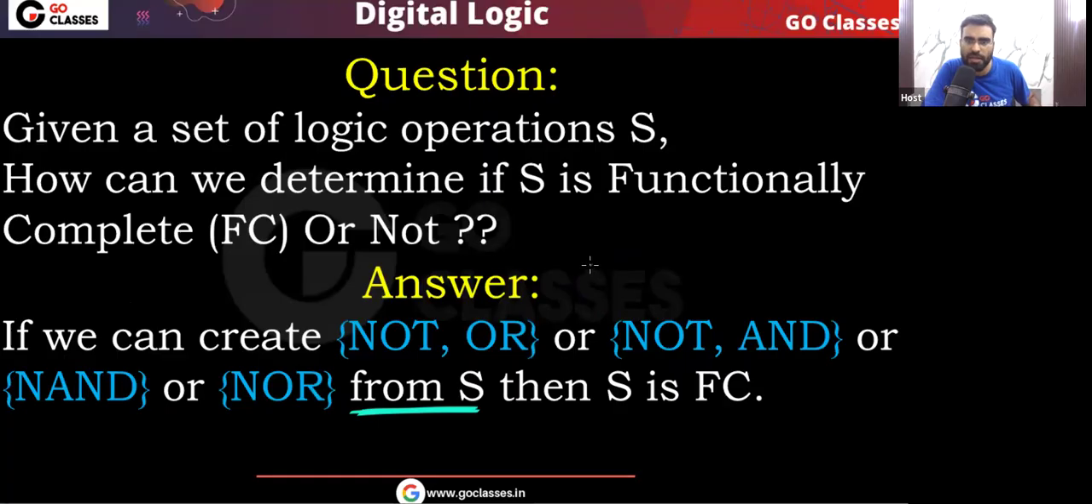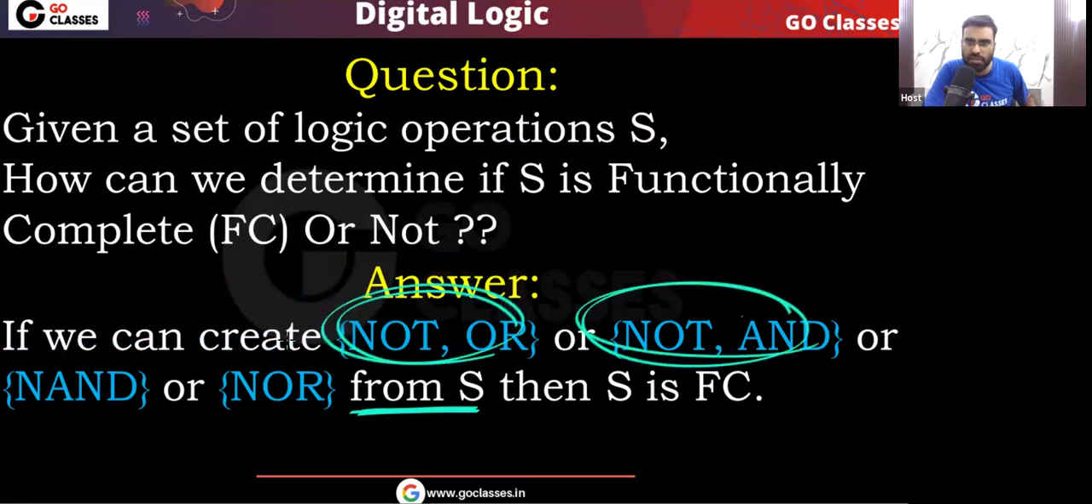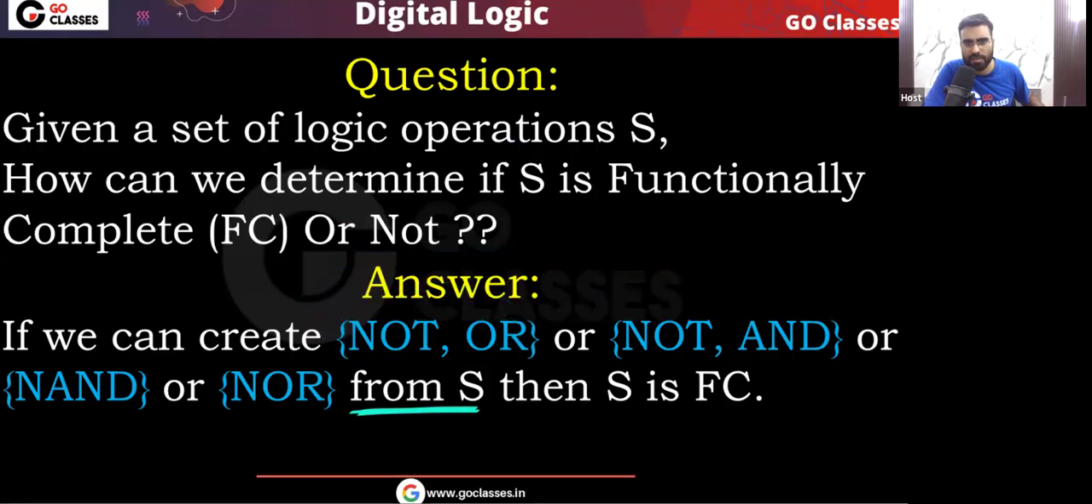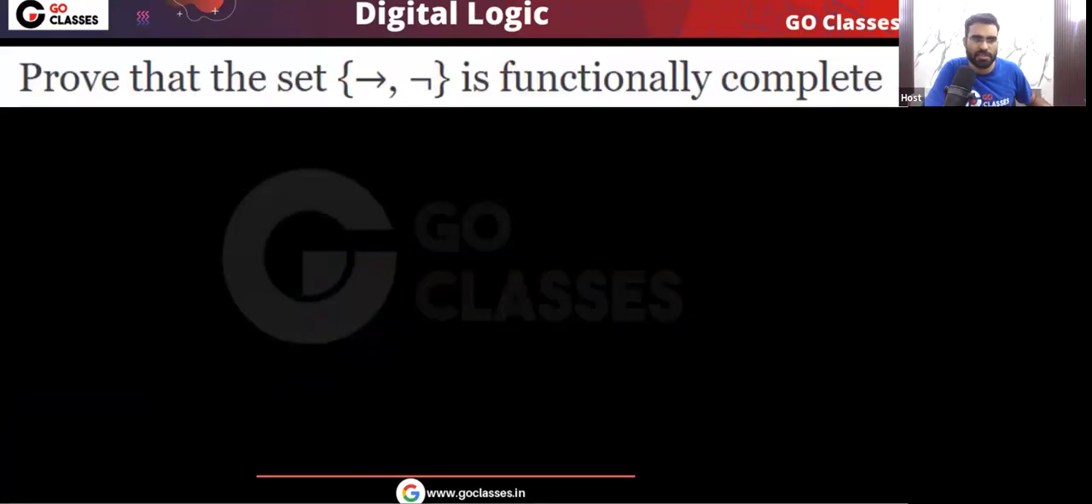Yes. Similarly, from S, if I can create NOT, comma, AND, then S is functionally complete. From S, if I can create NAND, then S is functionally complete. From S, if I can create NOR, then S is functionally complete. Is this clear? So this is the answer. If we can create either this or NAND or NOR from S, then S is functionally complete. Very simple.